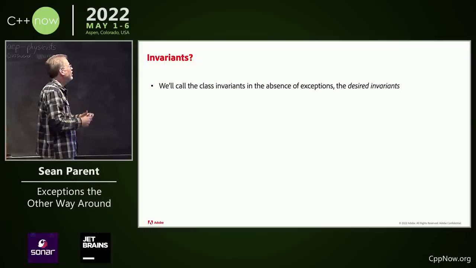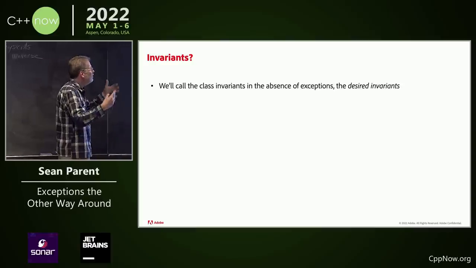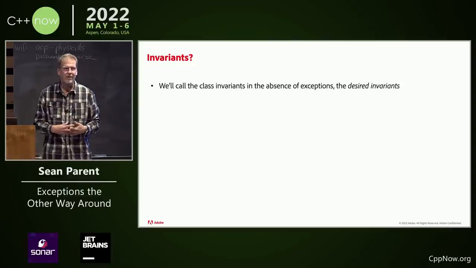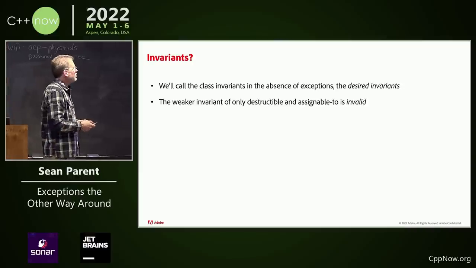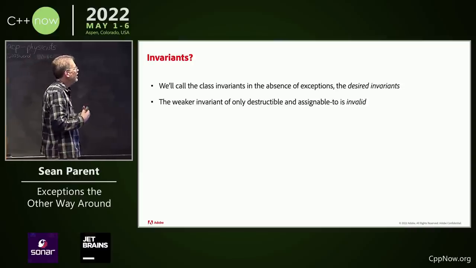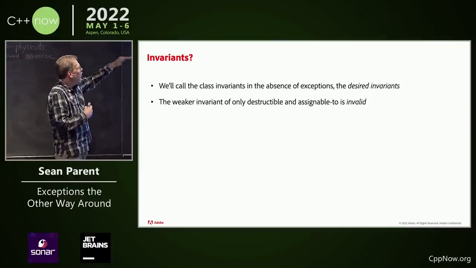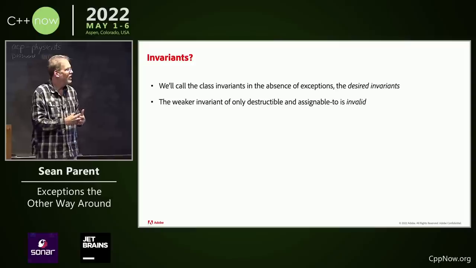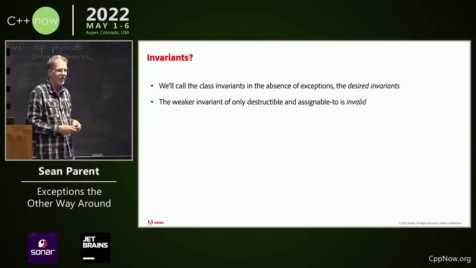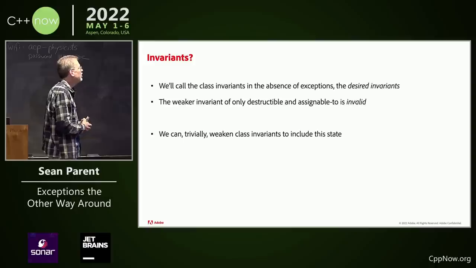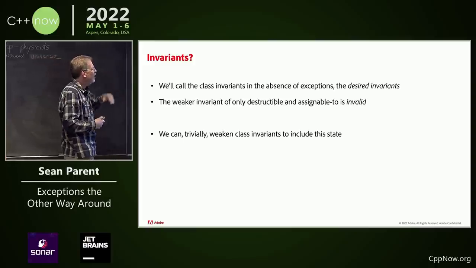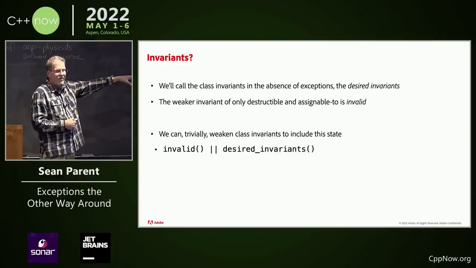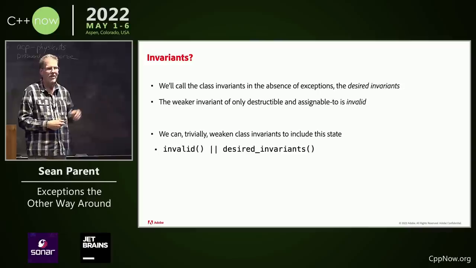So how do we reconcile this with invariants? Well, we'll call the class of invariants in the absence of exceptions the desired invariants. This is what we want our class to be able to hold, okay? The weaker invariants of only destructible and assignable to, right? The weaker set of invariants we're going to call invalid. That's our invalid state of the object, like an invalid pointer. We can trivially weaken our class invariants to include this state, okay? Our class invariants become invalid or desired invariants.